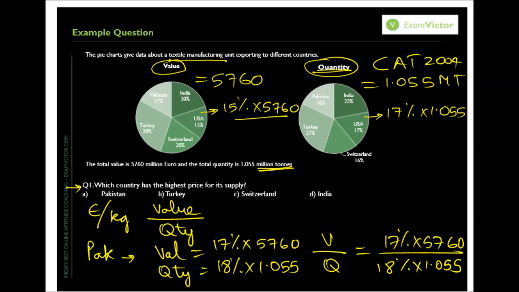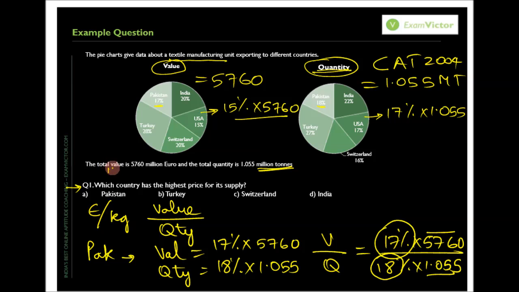Now the thing that I'd like to point out is that when I write the same expression for Turkey, the only things that will change are this percentage and this percentage. These numbers are the total numbers, so they are fixed. Further, it will be the same for Switzerland and for India. So if I want to compare these four, there is no point writing 5760 and 1.055 again and again. So this is the simplification we are making. What we really are being asked to compare is just the value of this percentage by this percentage, and we're being asked to find out which is the highest. So this is now dramatically simple.